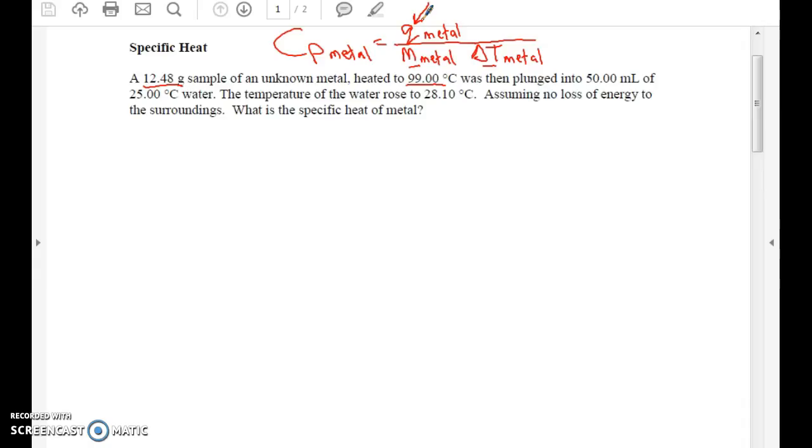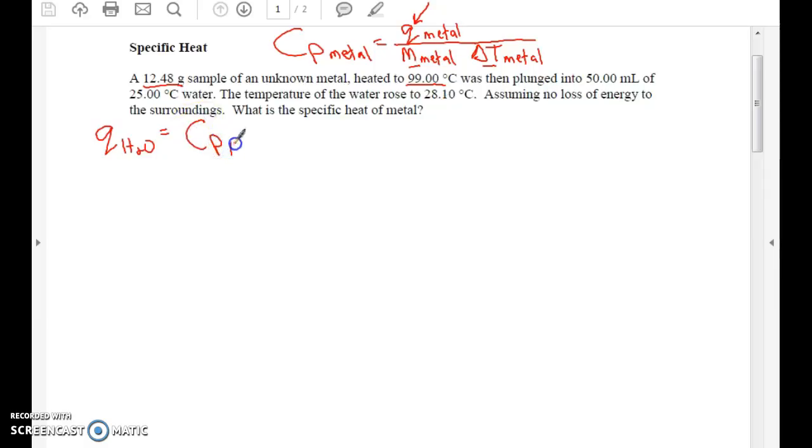Now, we can't do that directly. So what we have to do is calculate the effect the metal has on the water. So we're going to first figure out how the heat content, the Q of the water, changes. And when you think about this from the metal's point of view, the metal is releasing heat. So we should expect Q metal to end up being negative because it's starting out at 99.0 degrees Celsius and going down to 28.1. So it's lost a certain amount of heat. The water, we should expect the Q term, the heat term for that, to increase because it's going from 25.0 up to 28.10. So we're going to figure out Q water.